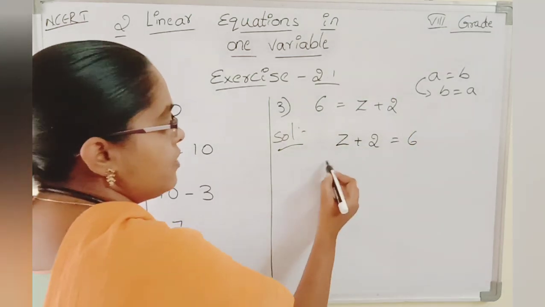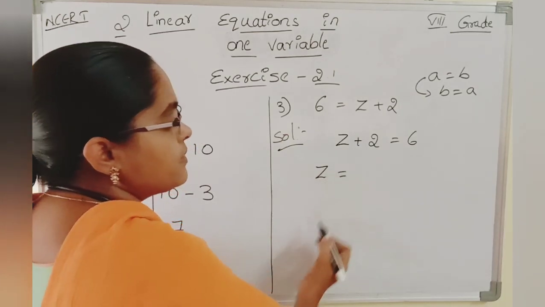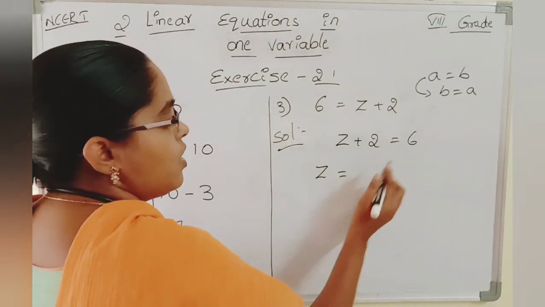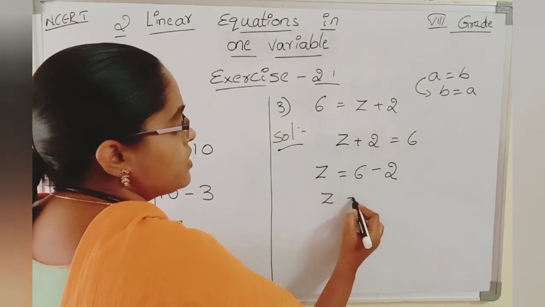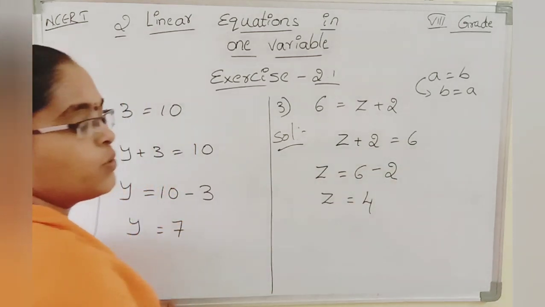That's the thing. Now I want only Z in this. So I am sending plus 2 to the opposite side. So whenever we are sending a positive number, it becomes minus. Now Z is equal to 6 minus 2, which is 4.